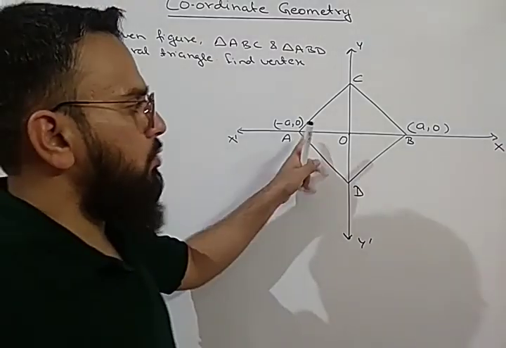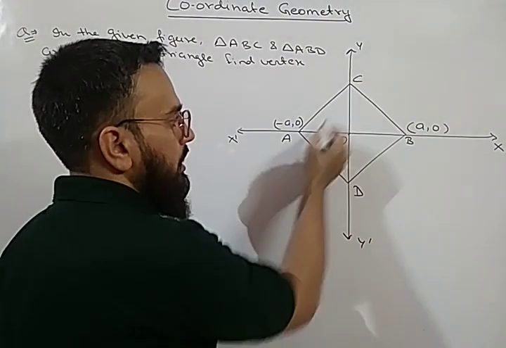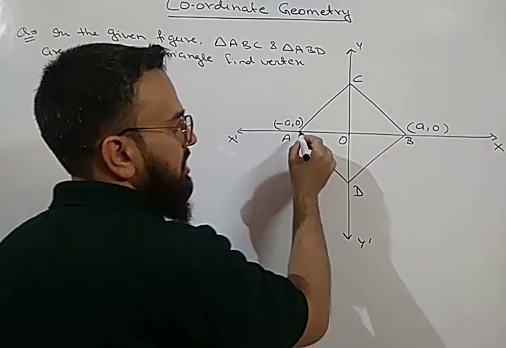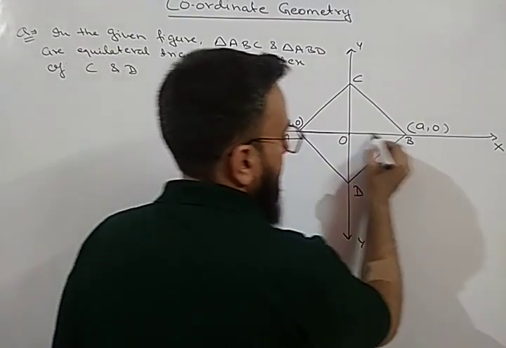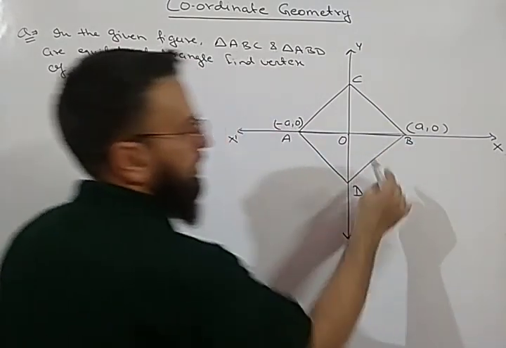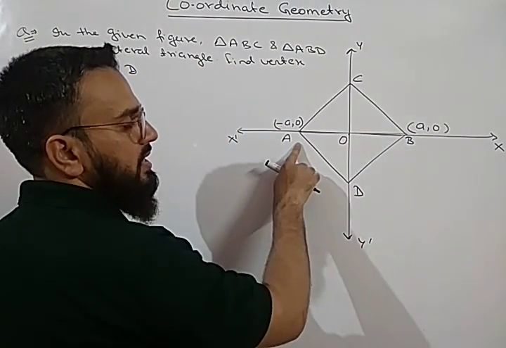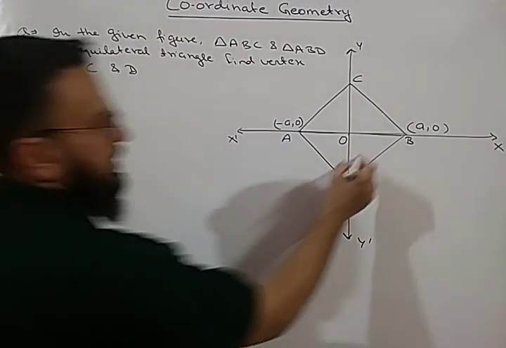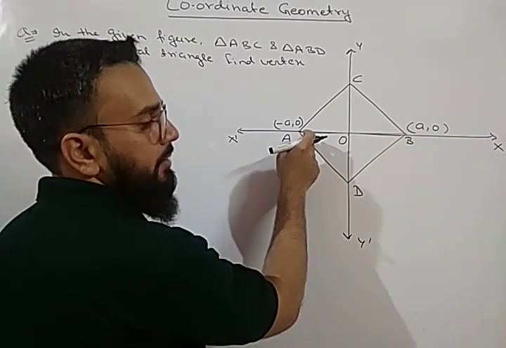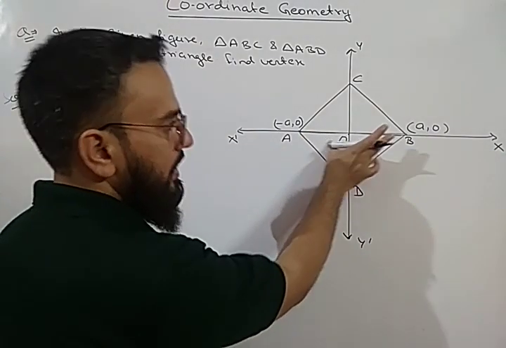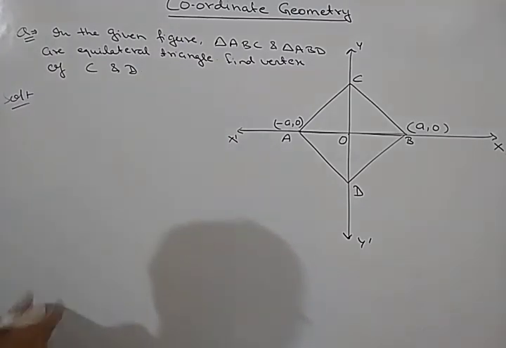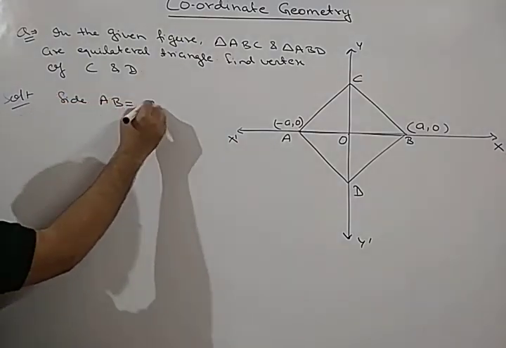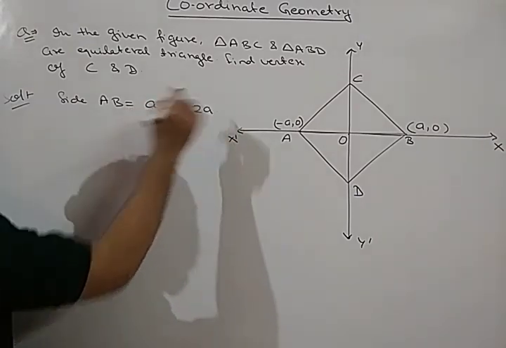So we are given these two triangles, triangle ABC and triangle ABD, both are equilateral triangles. So what will be the side of this triangle? What will be the length of AB? This side AB. This is a comma 0. This is minus a comma 0. It means if we find the length, then this length is a. This is also a, but in the negative direction. But the total length will be 2a. Okay, a plus a, that is 2a. So side AB will be equal to a plus a, which will be equal to 2a.